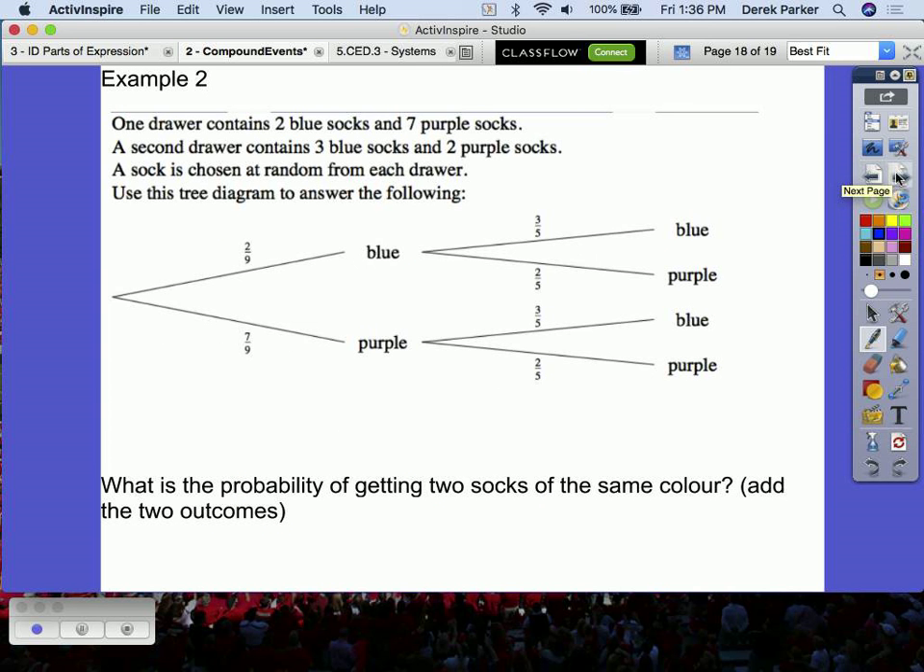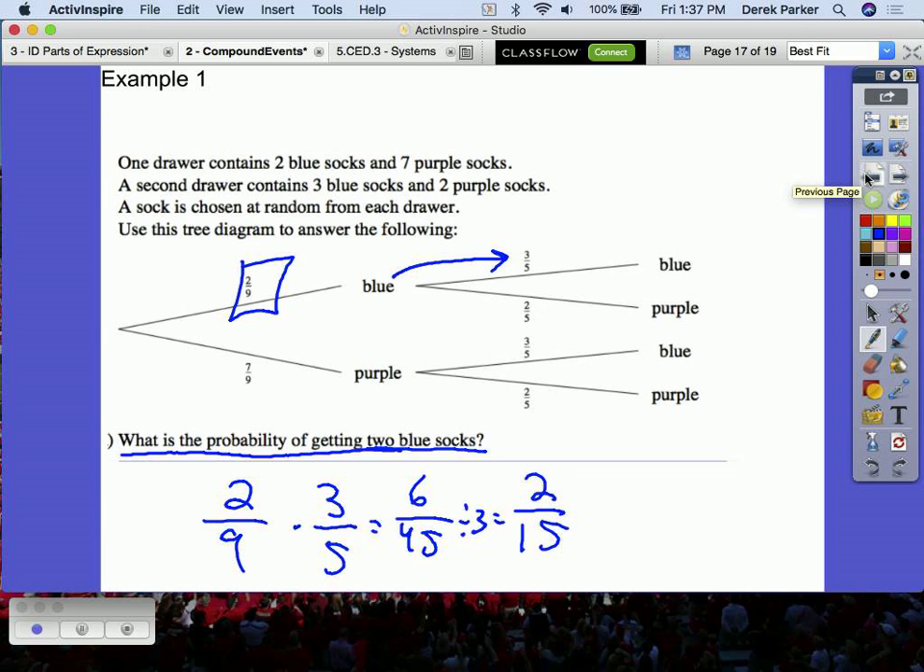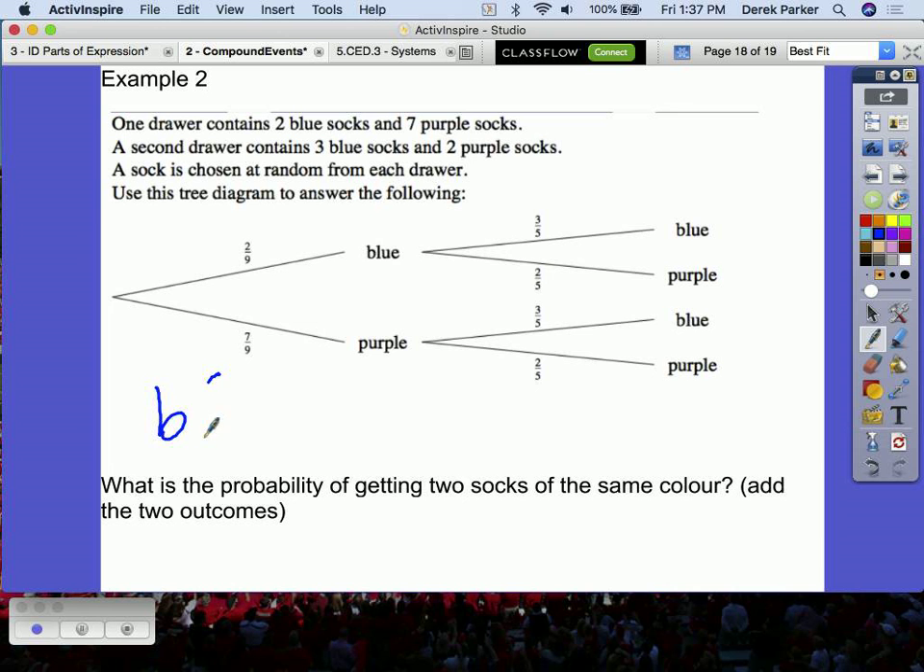Now, let's do another one. A drawer contains, okay, I'm not going to read all that, it's the same probability, but the question is asking, what is the probability of getting 2 socks of the same color? Okay, so that means we need to do blue first, and then we'll do purple, and then we'll add the 2 outcomes together. So let's do blue first. We already did that, so it's 2/15. So blue is 2/15. So now we've got to find purple.